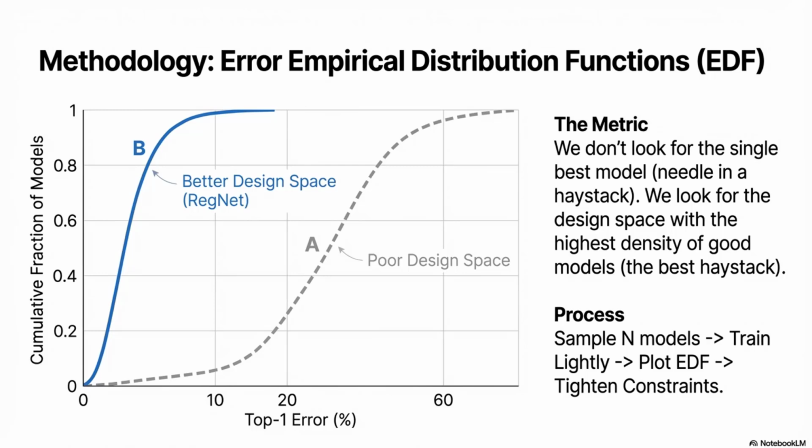They sampled thousands of models from a design space, trained them just for a little bit, and then plotted their error distribution. A better design space, like curve B here for RegNet, is simply one that has a higher density of good models. You're just much more likely to find a winner in there.